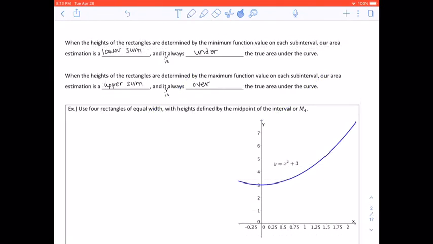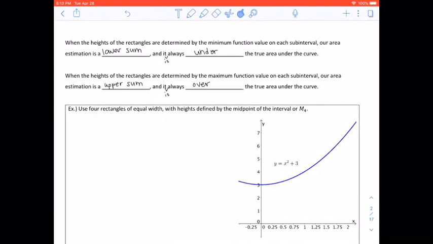On page 2 of section 5.1, at the top of the page it says, when the heights of the rectangles are determined by the minimum function values on each subinterval, our area estimation is going to be a lower sum, and it is always under the true area of the curve. When the heights of the rectangles are determined by the maximum function values on each subinterval, our area estimation is an upper sum, and it is always over the true area of the curve.